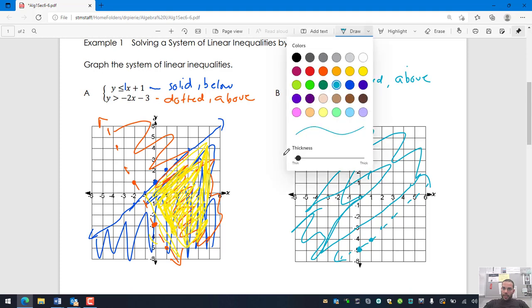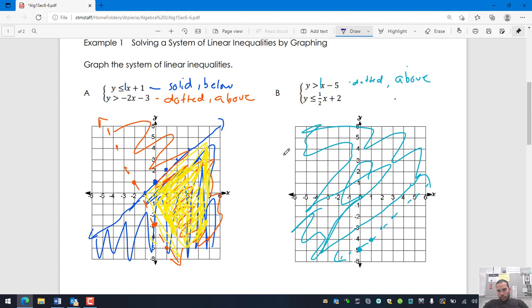Before we do any sort of graphing, ask yourself, is it dotted or is it solid? This should be a solid line based on the inequality. And it's going to be below because my alligator is eating the right side. It's less than or equal to. So let's graph it. My y-intercept is +2, way up here. And then my slope is 1 over 2.